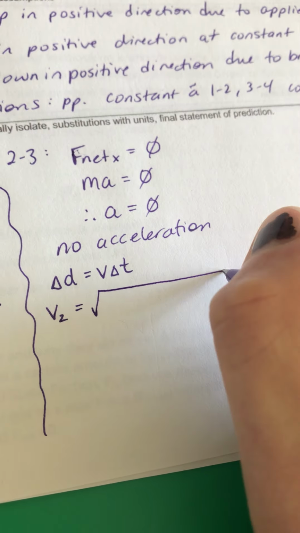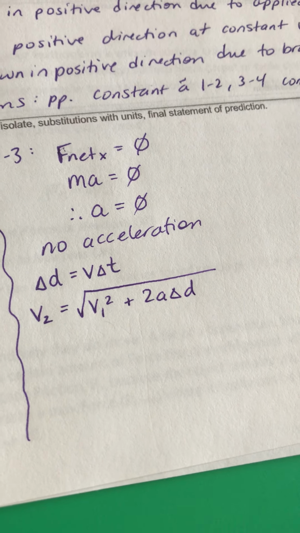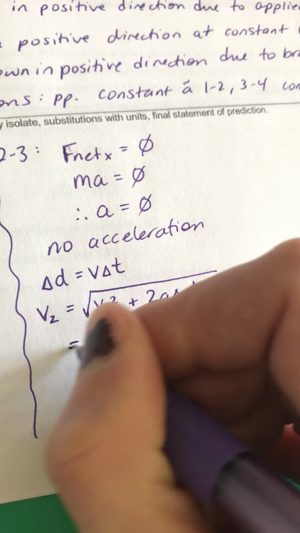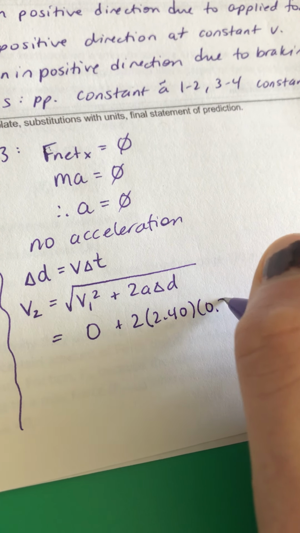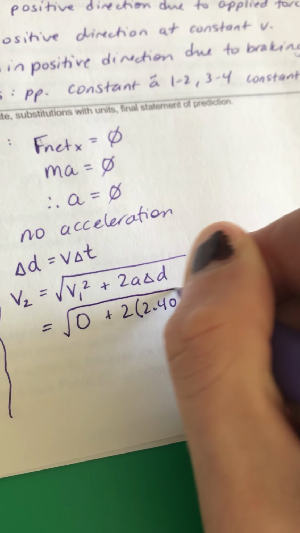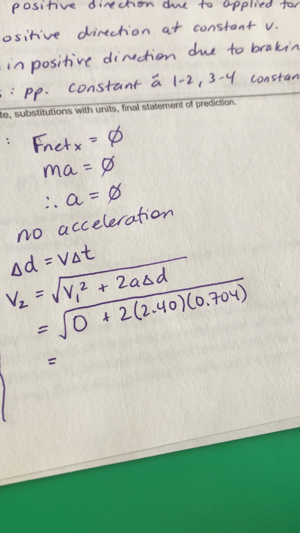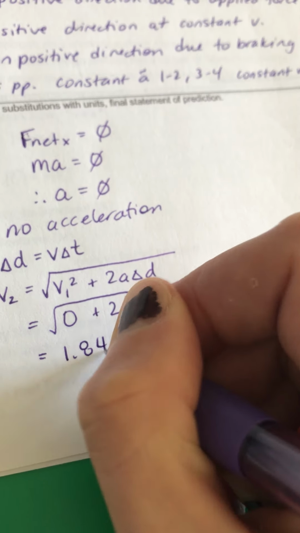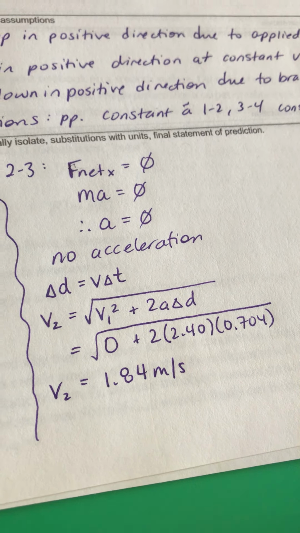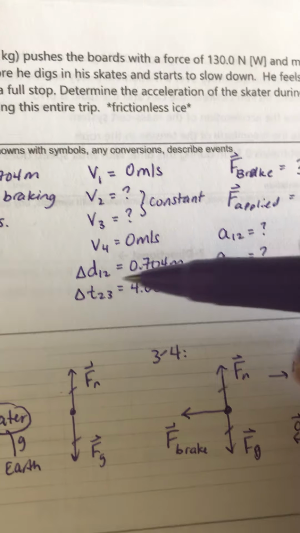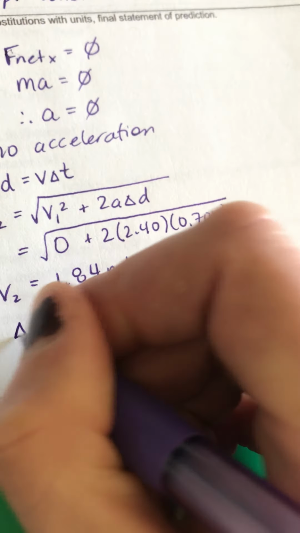And that means we can use the kinematics equation, v2 squared equals v1 squared plus 2ad, and then solve for v2. That's 0, this is 2.4, and then this is 0.704. I'm being sloppy not putting units in, but I know you guys will do better than me. And I get 1.84 meters per second. So because we know that the velocity from events 2 to 3 is constant, we're going to use that velocity that we just found to find the displacement, because we know the time.